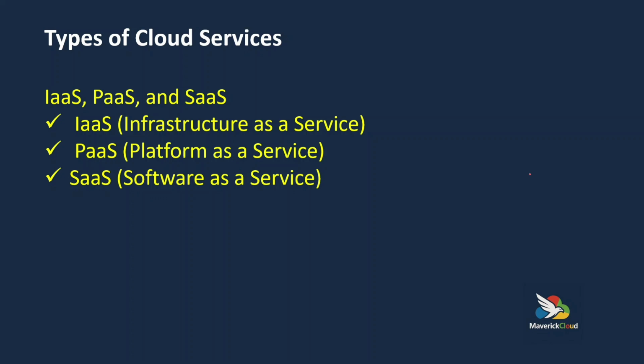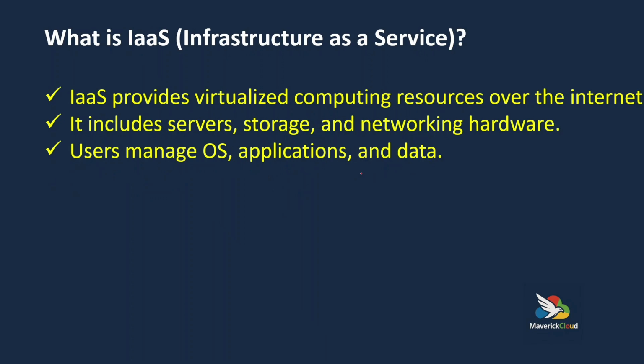So we have three types of services in Azure, that is IaaS, PaaS, and SaaS. IaaS is infrastructure as a service, PaaS is platform as a service, and SaaS is software as a service. So let's discuss what this is and why we use this. The first point is, what is IaaS? What is infrastructure as a service?